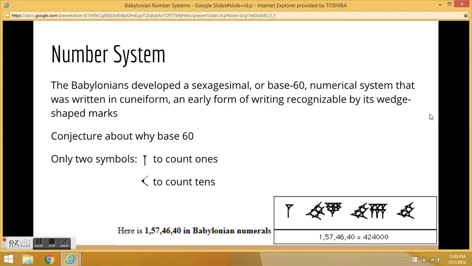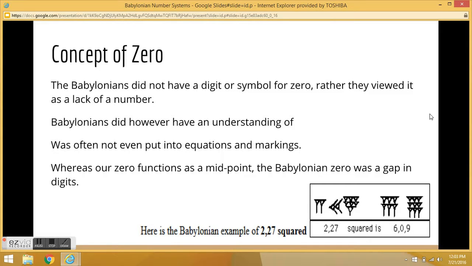The Babylonians did not have a digit or symbol for zero, rather they viewed it as a lack of a number. They did have an understanding of zero and what it meant, but it wasn't often put into equations or markings. Whereas our zero functions as a midpoint, the Babylonian zero was a gap in digits.